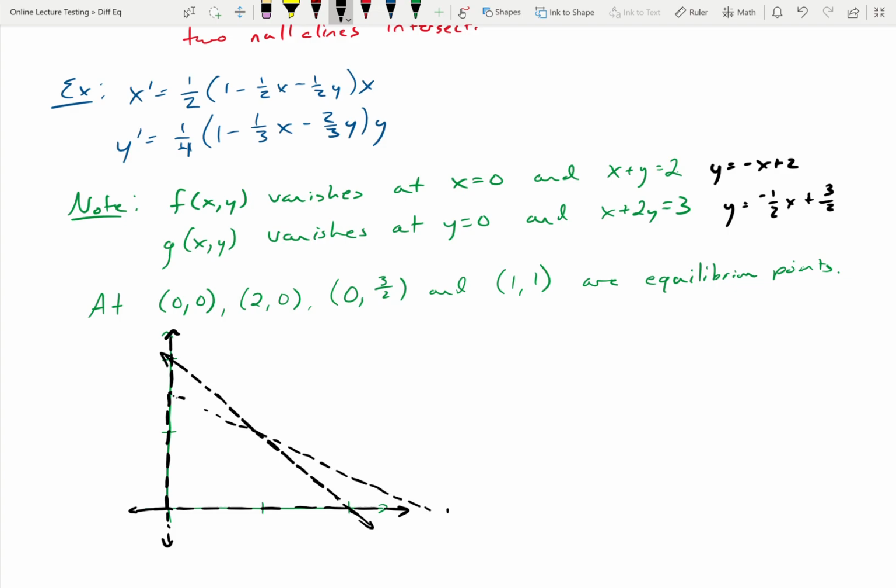Again, trying to draw as best as possible. If it doesn't happen, that's okay. All right, and so we can see here where our equilibrium points occur. We did say at the origin, at (2, 0), at (0, 3/2), and at (1, 1). Notice that here and here, equilibrium points did not occur.